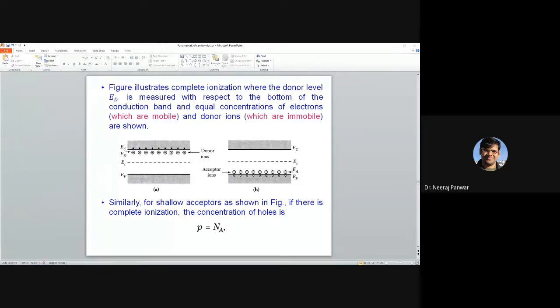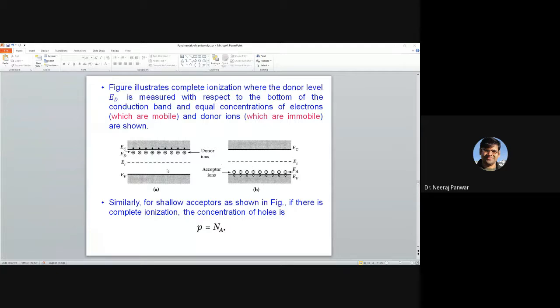You can see from these two diagrams that at a particular temperature, these plus signs inside the circle represent the donor ions. So at a particular temperature, each donor atom has contributed one electron to the conduction band. So you see that at this temperature, the electron concentration in the conduction band is equal to the donor concentration. Similarly here, the hole concentration is equal to the acceptor concentration. So it is the process of complete ionization.